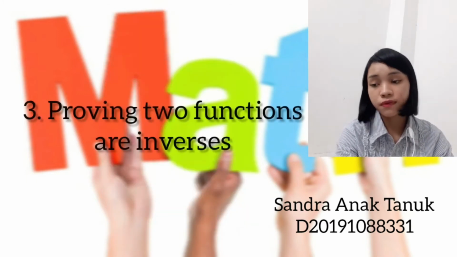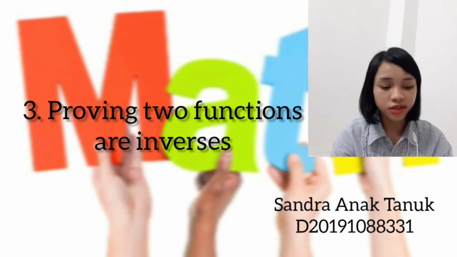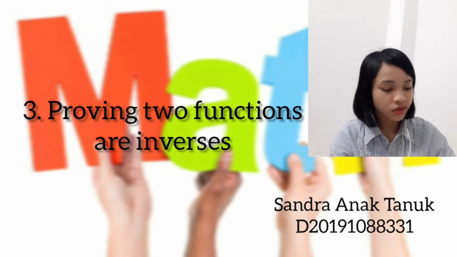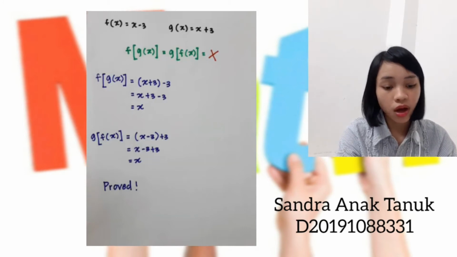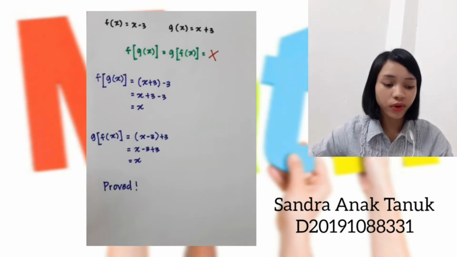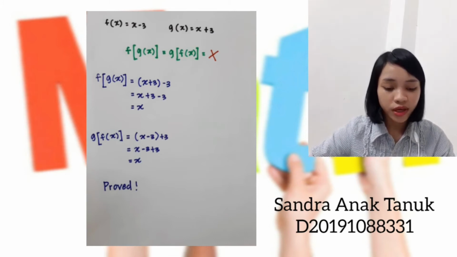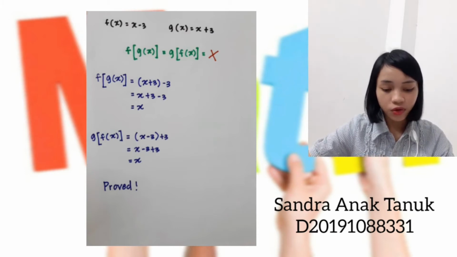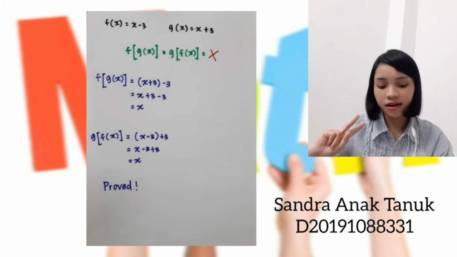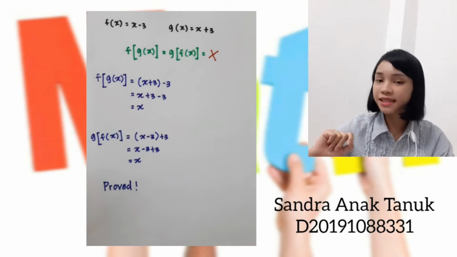The last one is to prove that two functions are inverses. For example, we have f(x) is equal to x minus 3 and g(x) is equal to x plus 3. We need to prove that f(g(x)) and g(f(x)) are equal to x. We just substitute g(x) into f and f(x) into g, and that proves it. Okay, that's it. Thank you.